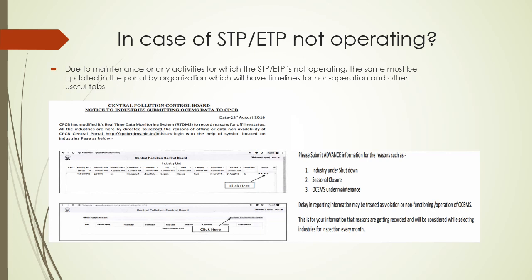So what will happen when the maintenance is going on? What will happen if there is a natural calamity like flooding and all? Anything can happen, right? Which can impact our STP. So we need to be sure about what to do, and we need to intimate CPCB whenever we get a chance.